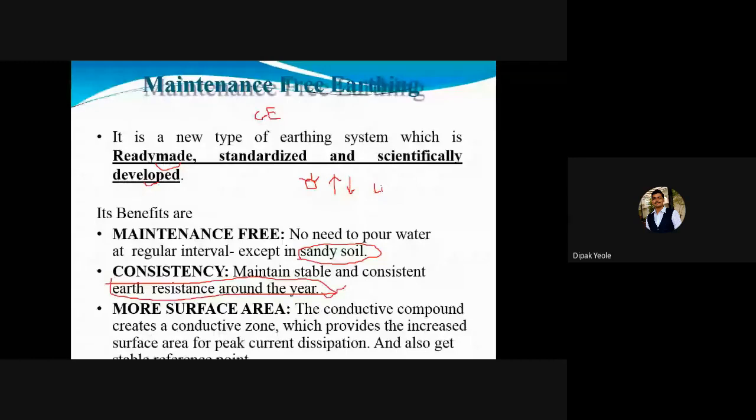What is the third advantage? More surface area. What does it mean? The conductive compound creates a conductive zone which provides the increased surface area for peak current dissipation and also gets a stable reference point. Now there is one question for you.